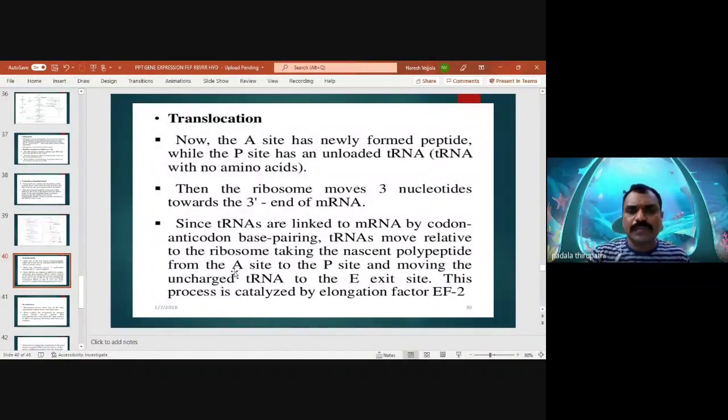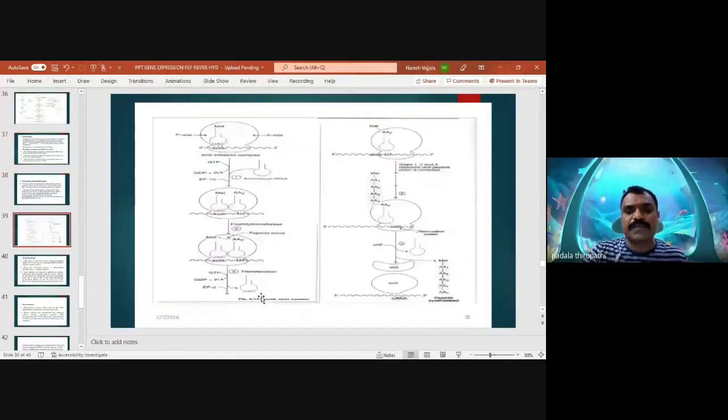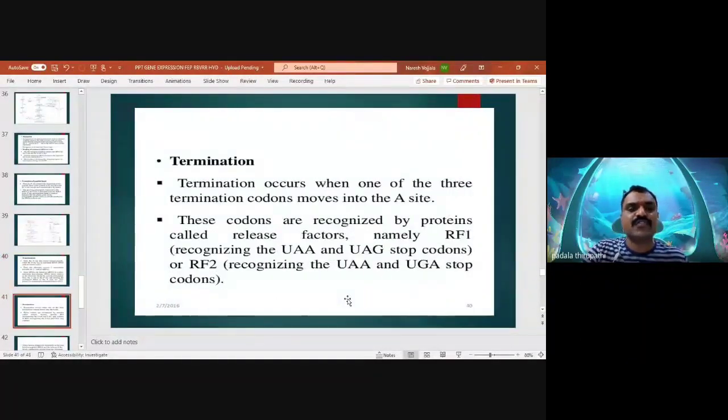Okay, so in the previous slide, what we observed, this elongation factor 1 alpha is required for the binding process and requires guanosine triphosphate. At the same time, for this entire process, elongation factor 2, that is EF2, is needed. And the third step of this translation process, that is the termination. So termination is the last stage, the end step of the translation.